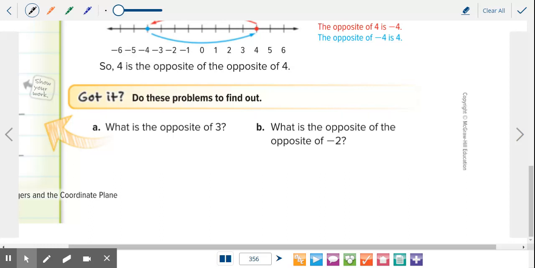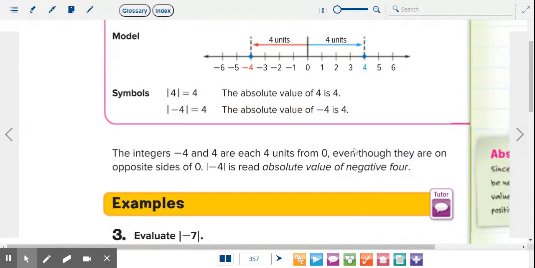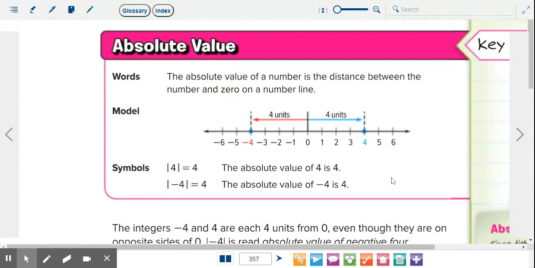All right, letter A. What is the opposite of 3? -3. Okay, letter B. What is the opposite of -2? -2. Okay, any questions on opposites? They're pretty easy, guys. Don't overcomplicate it. Don't overthink it. It's literally just the opposite of the number. Okay? All right, now we're going to get into absolute value.